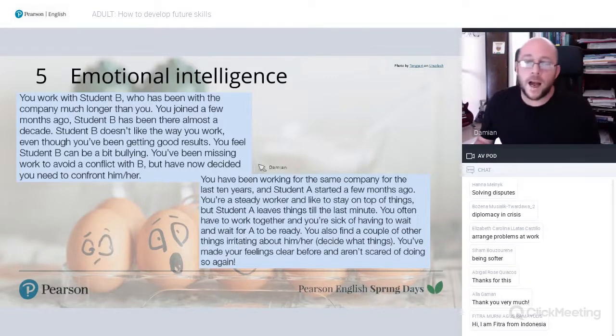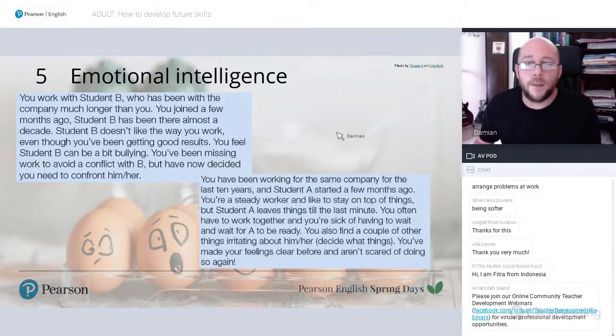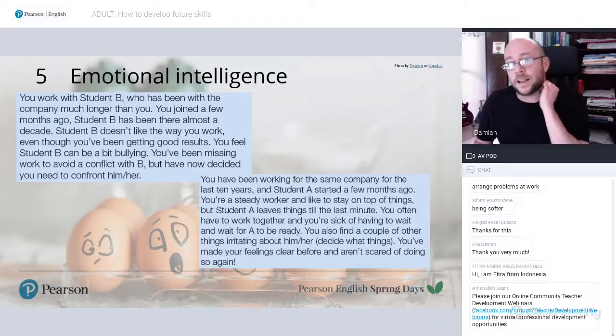And then student B's instructions start with, you have been working for the same company for the last 10 years, and student A started a few months ago. You're a steady worker and like to stay on top of things, but student A leaves things to the last minute, and so on and so on. And then basically they role play trying to resolve this conflict that student A brings up. They actually do it twice.